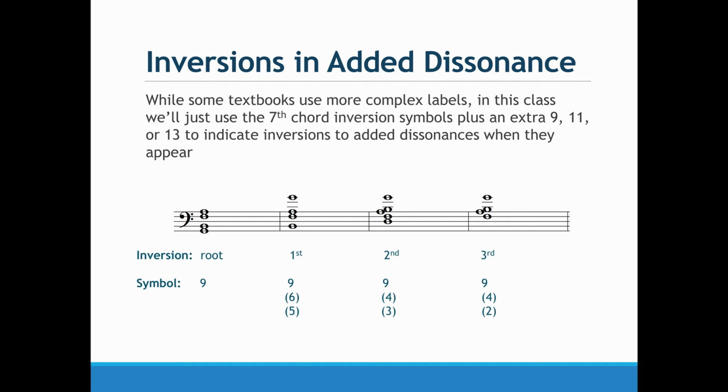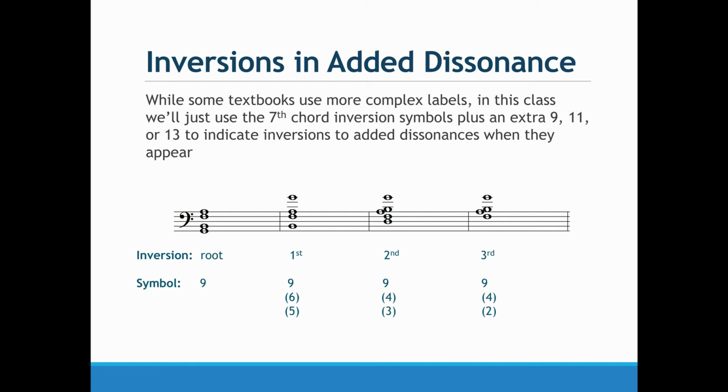But the other textbooks that use the more complex symbols basically measure intervals above the bass, and the stack just gets really big at this point. So it can be a little bit confusing to see those extended symbols. We tend to hear added dissonance chords as simply a 7th with an extra note added onto it anyways, so that's why I'm going to use the 7th chord inversion symbols here.